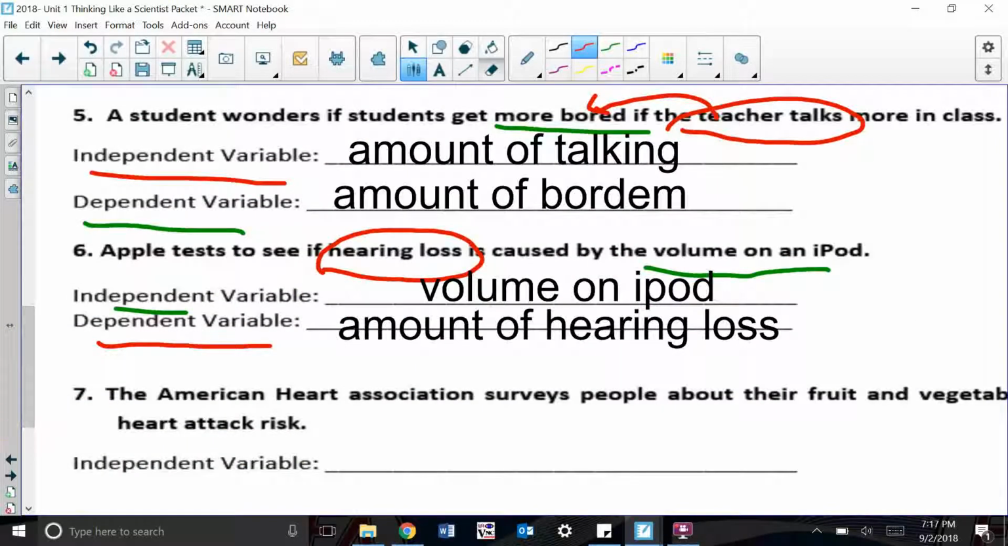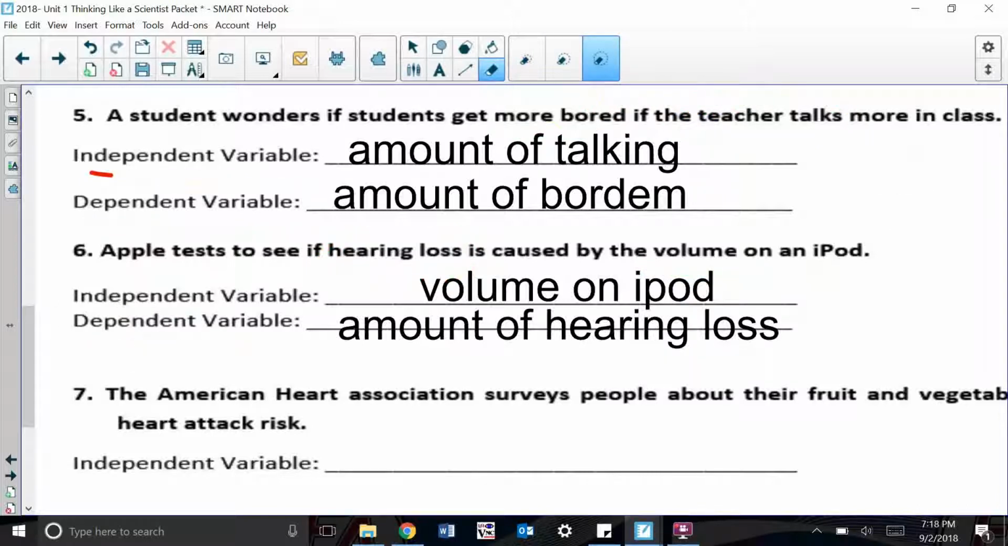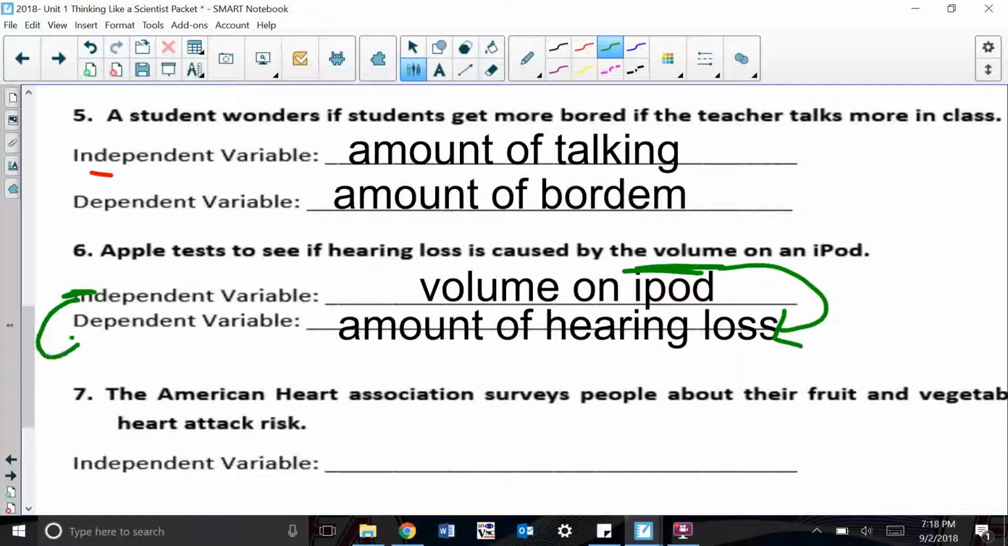Let me go ahead and erase a little bit, clear the field for us here. So in this situation, I'm going to change the volume on my iPod. As a result, the amount of hearing loss, if any, will change. My independent variable impacts my dependent variable. Let's go ahead and do just 2 more.